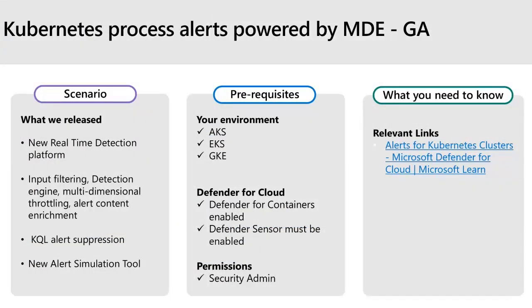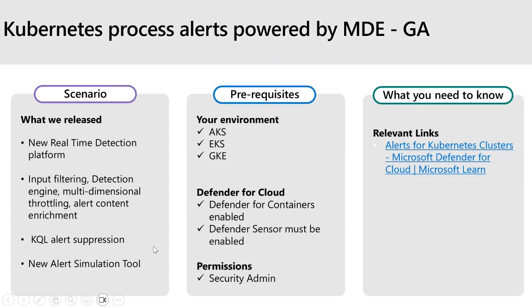Okay, going to the next feature that we have recently released, which is about Kubernetes process alerts powered by Microsoft Defender for Endpoint. This is an enhanced alert capability for threats to the Kubernetes control plane and also the data plane. When I say data plane, it can be the workload runtime. And these are provided by the Defender for Containers plan. So when threats are detected, security alerts are directed into Defender for Cloud and also the Defender XDR portal, where they can be investigated and remediated.